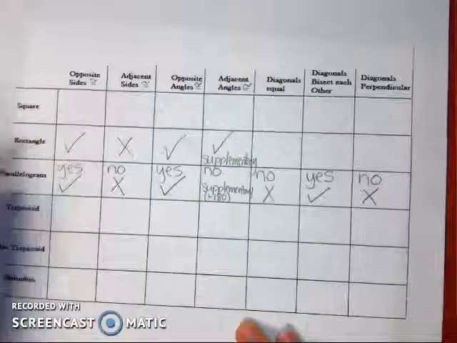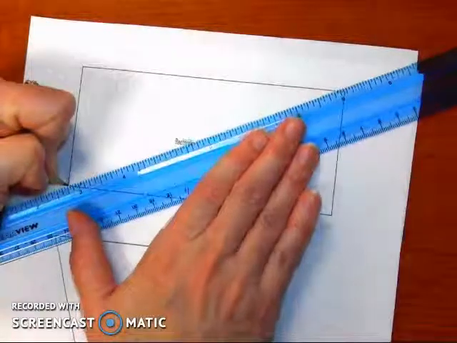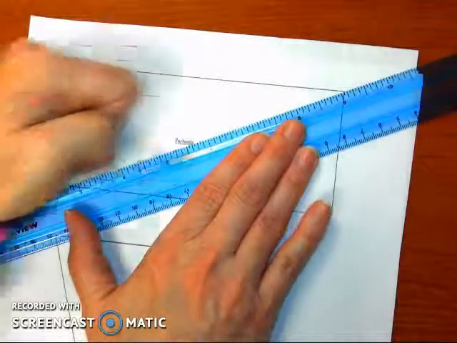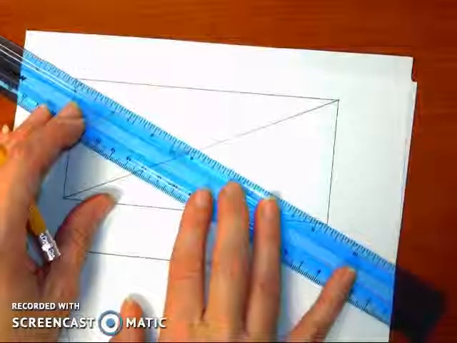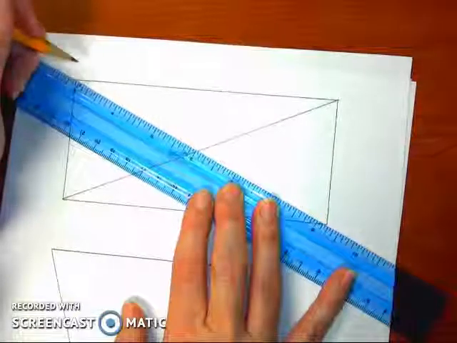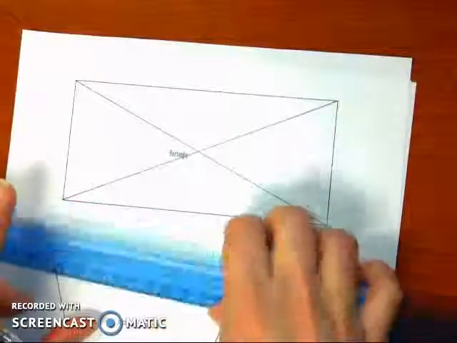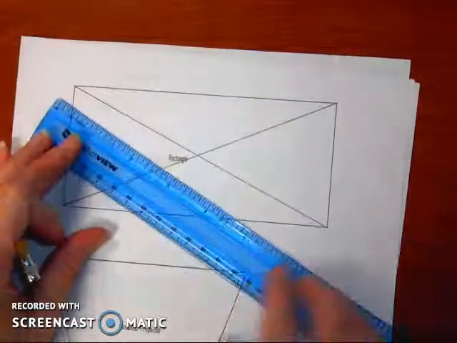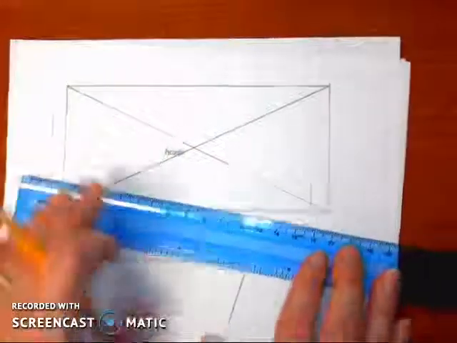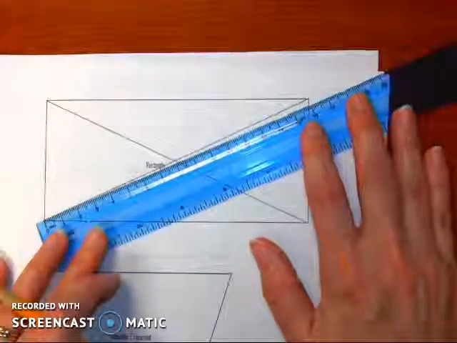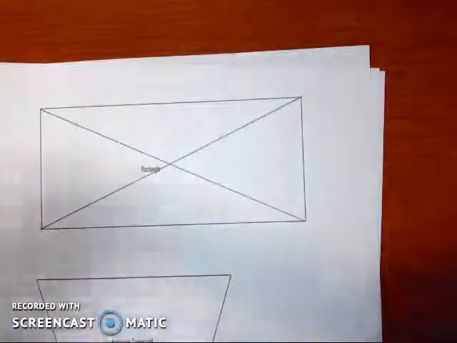Now I need to work on the diagonals, so I am going to have to draw those in. Remember, those are the two non-adjacent vertices that are connected. They have to be non-adjacent, or else they would be the sides. I'm going to draw that in, and then I want to see, are the diagonals equal? So I'm going to measure them. I get about 16 on that diagonal, and 16 on that diagonal. So yes, the diagonals are equal.